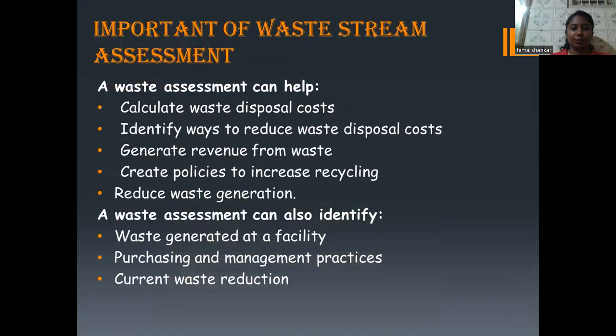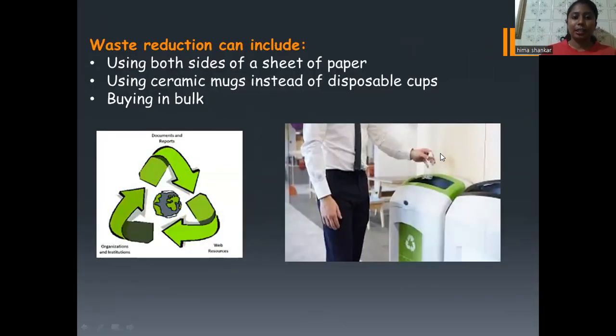Importance of waste stream assessment. A waste stream assessment can help calculate the disposal cost, identify ways to reduce waste disposal cost, generate value from waste, create policies to increase recycling and reduce waste generation. It can also identify waste generated at a facility, purchasing and managing practices, and current waste reduction. Waste reduction can include using both sides of a sheet of paper, using ceramic mugs instead of disposable cups, and buying in bulk.